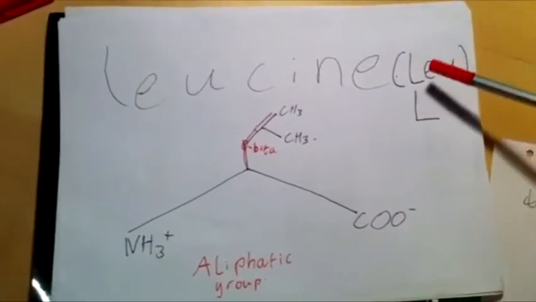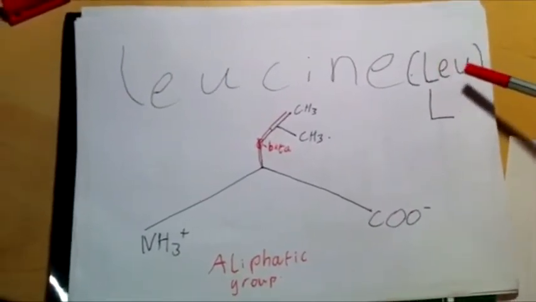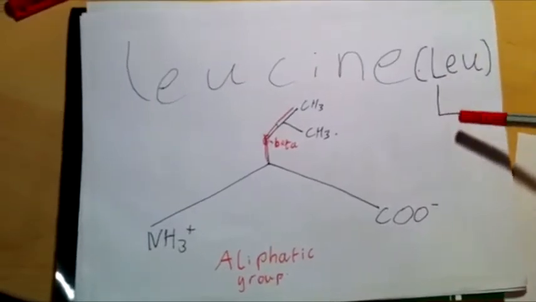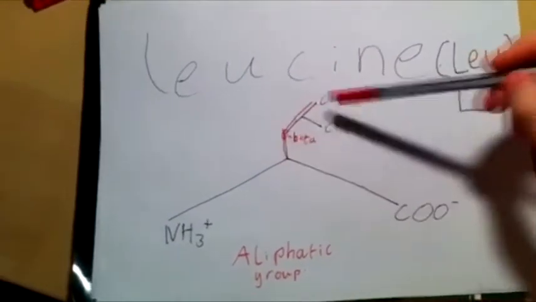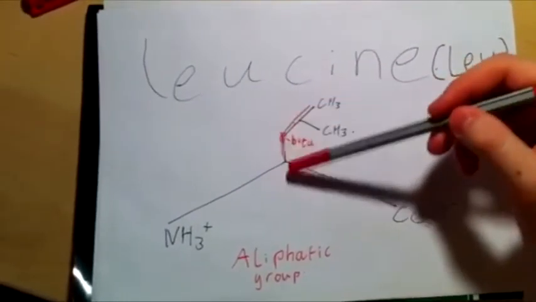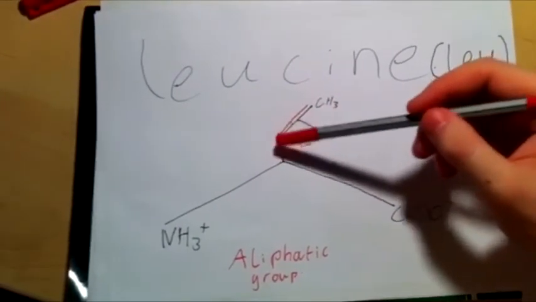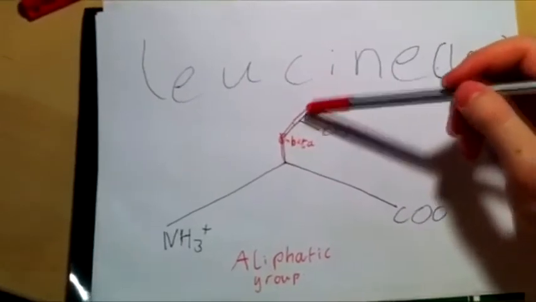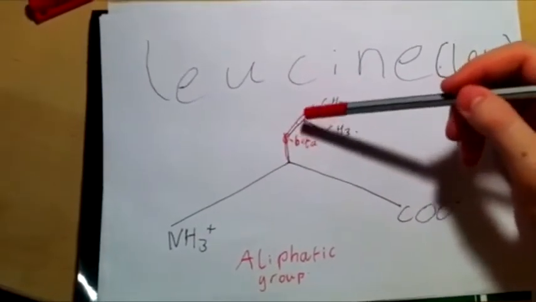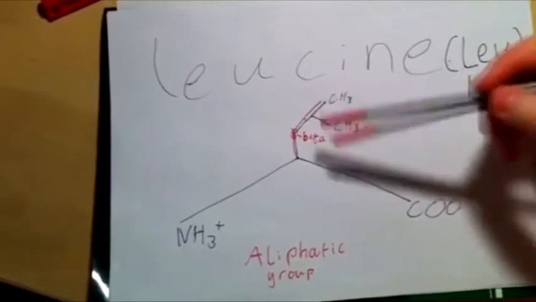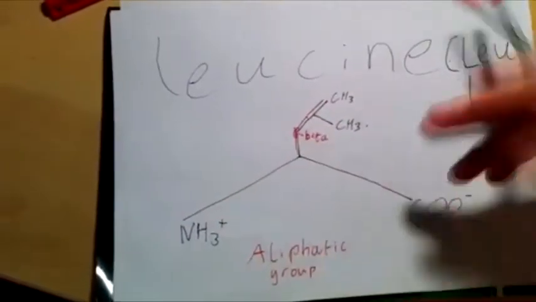It has the 3-letter abbreviation of LEU and the single letter abbreviation of L. This helps you remember through this red area here, as this kind of forms an L, and the L is with the beta carbon here, and then with a methyl group, with then another methyl group making the amino acid, the leucine, with the backbone.